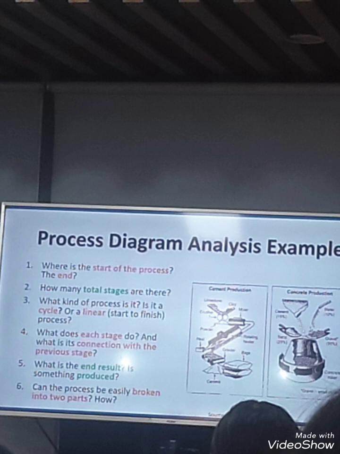Again, we have to do the general discussion first, then you can begin with your partners. Now there are 6 questions here that you have to answer before writing down the content of this process. The first one is, where is the start of the process? What do you think? Where is the start of the process? So, what is the name of the stage?